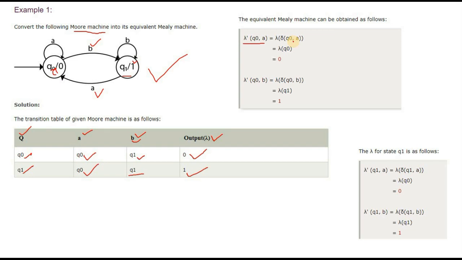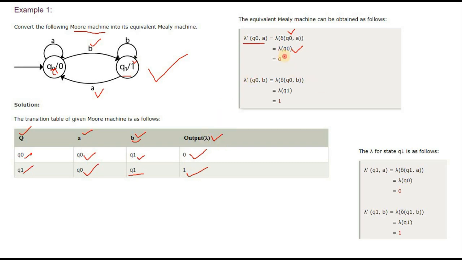In case of state Q0, in state Q0 how much? So delta of A is Q0, right? So Q0 comma Q0 is Q0. That's why delta of Q0, so output of Q0 is 0. I have written directly here.